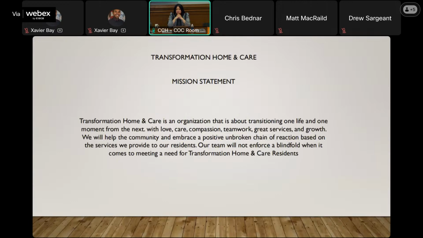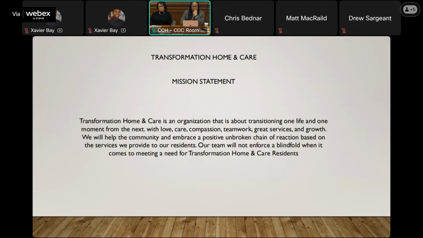So a healthy transition, this is one of the slogans that I came up with, and I'm going to explain it a little bit here. It just says Transformation Home and Care. Here's the mission statement. Transformation Home and Care is an organization about transitioning one life and one moment from the next. With love, care, compassion, teamwork, great service, and growth, we will help the community embrace a positive, unbroken chain of reaction based on the services we provide to our residents.